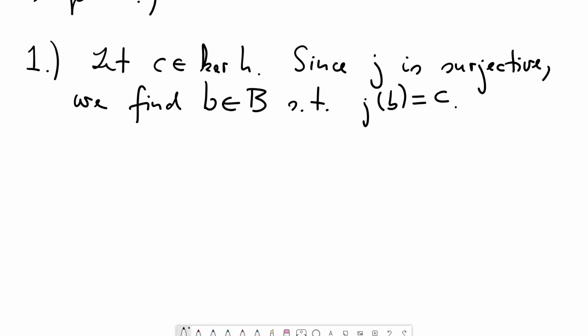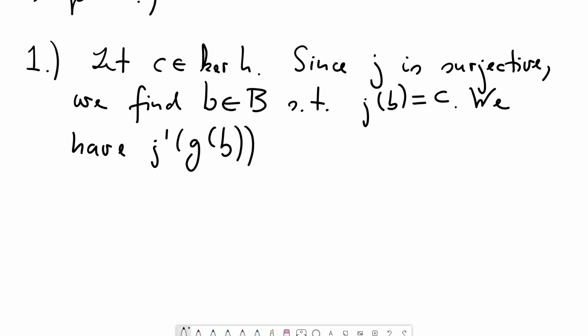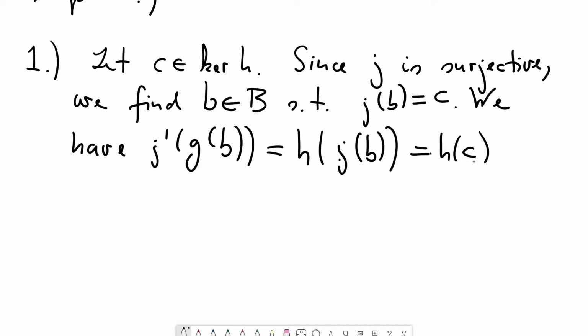Now the next argument was we have J prime of G of b. So if we map this G of b by J prime over to the right, then by the commutativity of the right-hand square, this is the same as H after J of b. And now J of b, that was of course just c. And c was chosen from the kernel of H, and therefore this is 0.